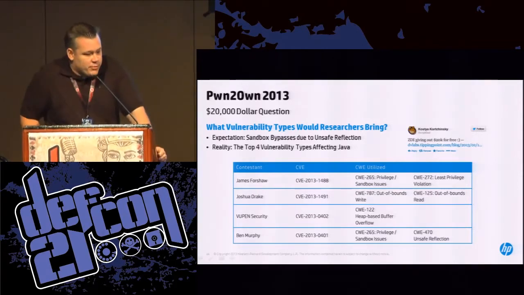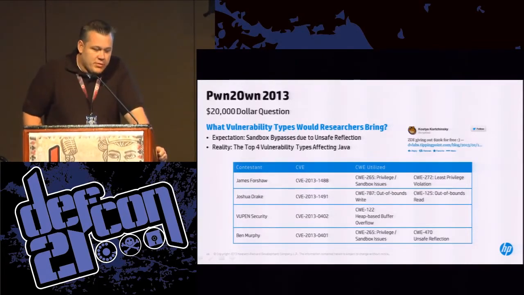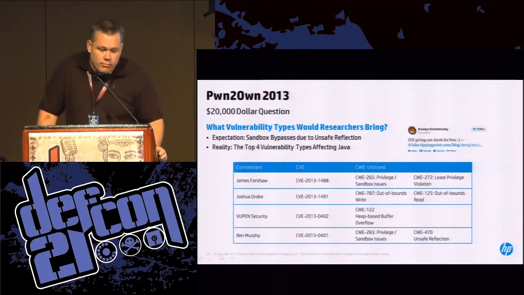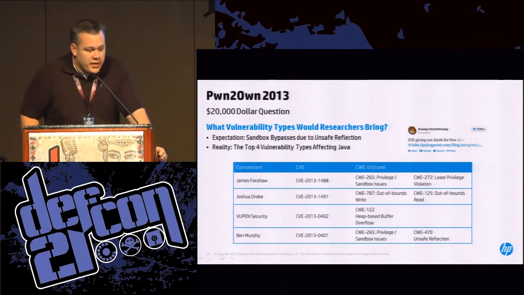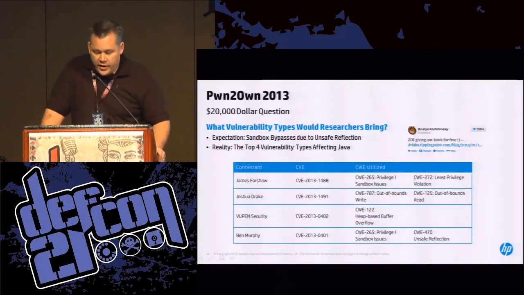If we look at the actual participants, James Forshaw brought a least privilege violation, Josh Drake brought an out of bounds write and an out of bounds read, Vupin Security brought a heap-based buffer overflow, and Ben Murphy brought an unsafe reflection bug. So it's kind of interesting to see that basically all the top vulnerability types could be leveraged and used to win money in our competition.